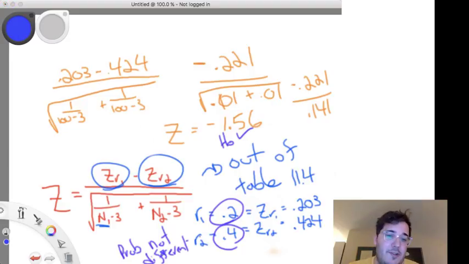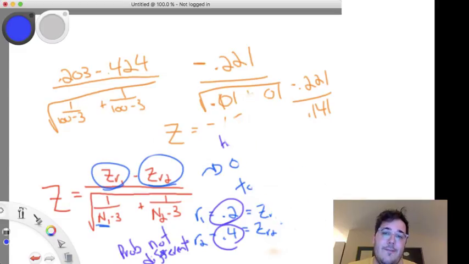So that's how you would do Fisher Z. You take your correlations, you look up their analog in Fisher Z in table 11.4, and then all the other information you need is just your total number of participants, your large N, and then you just plug them through. And that's to see if there's a difference between two correlations.